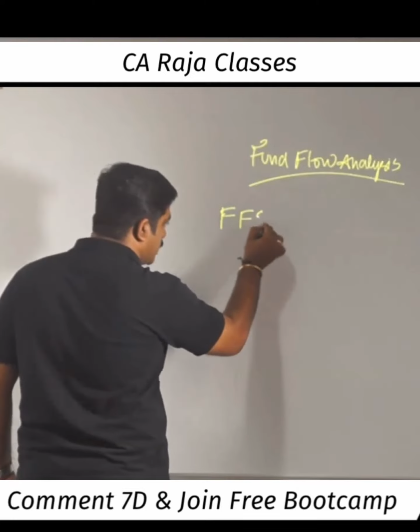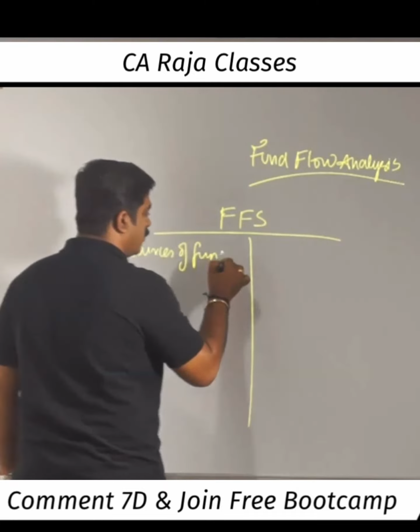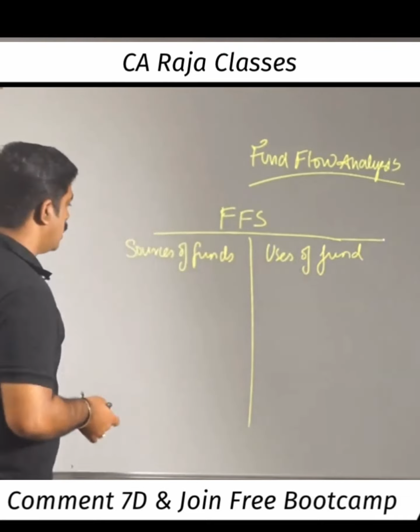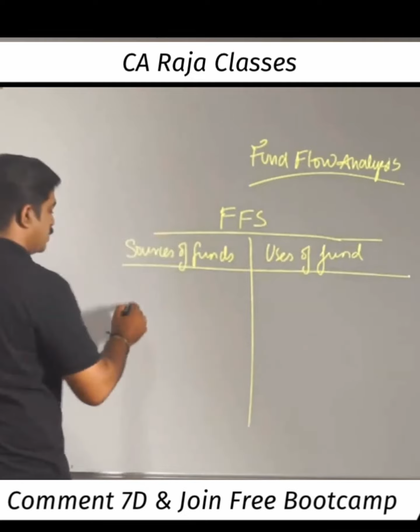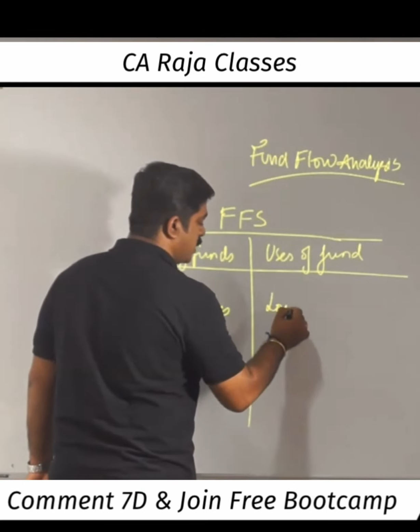Let me have the fund flow statement, FFS in short. On the left hand side, we'll have sources of funds, and on the right hand side, we'll have uses of funds. So this is a horizontal structure. You can also have it as a vertical structure. Okay. So when I say sources of funds, I'll be capturing all my long-term sources, and in uses of funds, all my long-term uses will be captured, right?